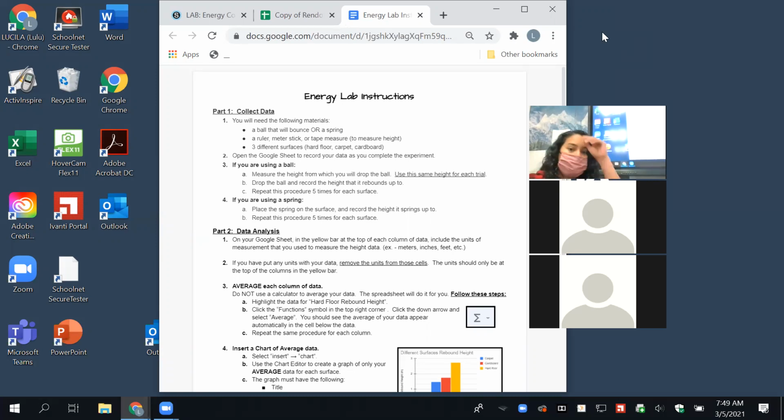Would you like me to show you an example of collecting your data? Yes. Okay. All right. So you take the time to open up your assignment, or maybe go look for a ball. I'm going to go set up my hover cam so that I know that y'all can see me take some data real fast. Hopefully I don't spend more than 5 minutes.